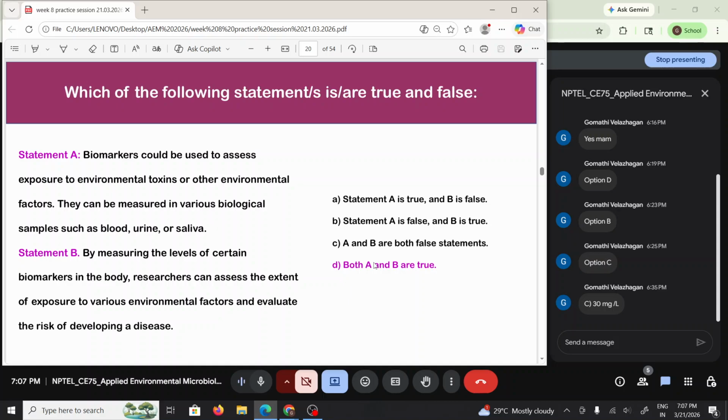Biomarkers are nothing but some characteristic biochemicals that you would be testing from your sample, which have been produced in response to the exposure.